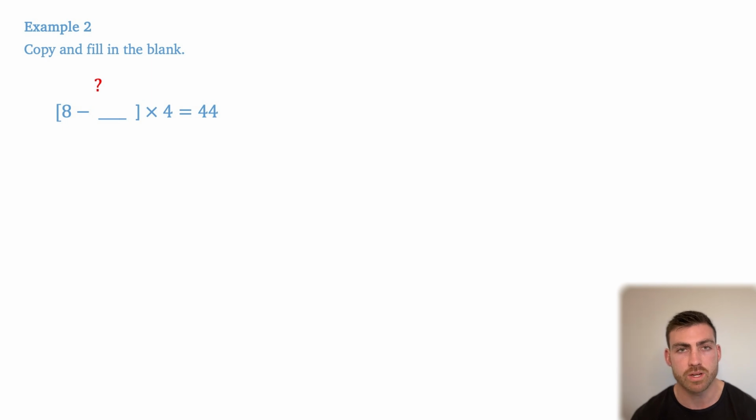Let's figure out what number times 4 equals 44. Well, this is 11, since 11 times 4 equals 44. This means we need the final value of the brackets to equal 11. Now considering inside the brackets, 8 minus what number equals 11?